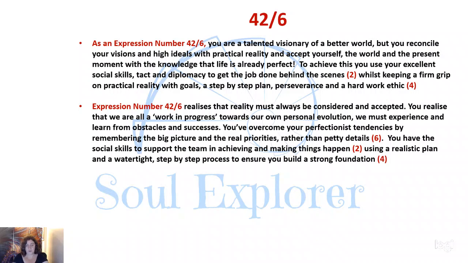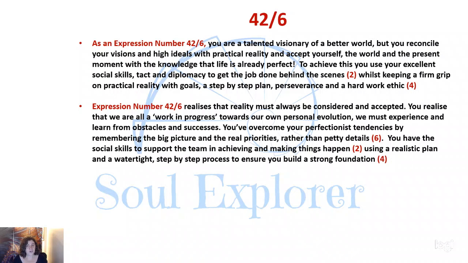42-6. So, as an expression 6, you're that talented visionary. You accept the world is already perfect because you know it's here to teach us. Just like a talented 6 idealist, visionary, but accepting of reality would be. But you do it with the 2 first and then the 4.